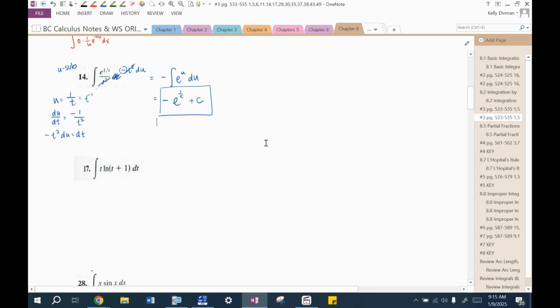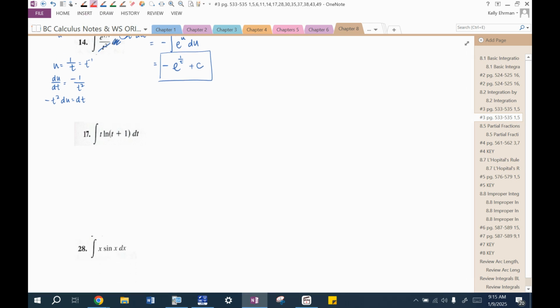For number 17, would u sub work? No, because if u is t plus 1, it's not going to cancel out the t that's the same degree. So this is by parts. We have an algebraic and a natural log. So by LIATE, the u needs to be the natural log, and the other part needs to be the integral.